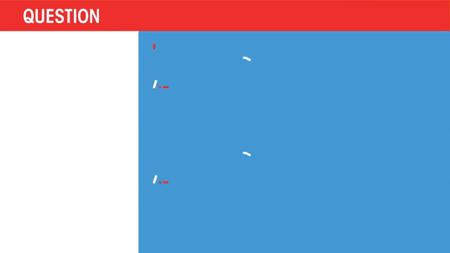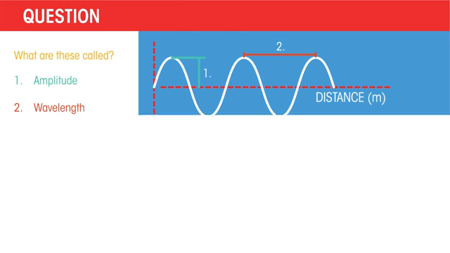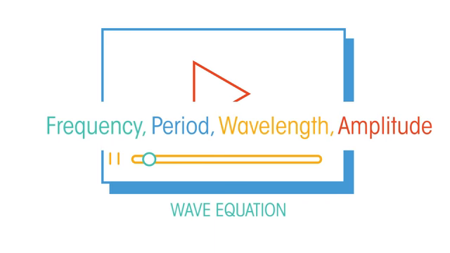Can you add the labels to these waves and work out the frequency? Notice that the top one is distance and the bottom one is time. Pause the video, work it out and click play when you're ready. Did you get them right? In another video, we'll be looking at the wave speed equation and connecting wavelengths and frequencies. For now, you just need to know what these four key words mean.